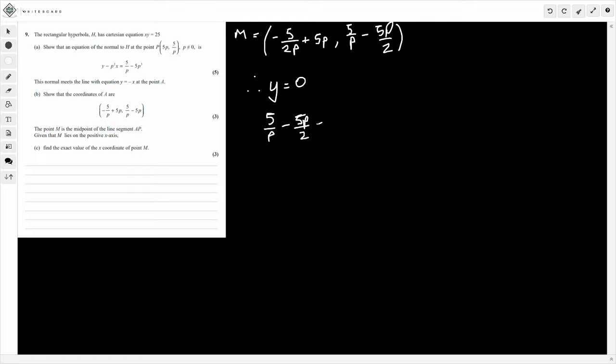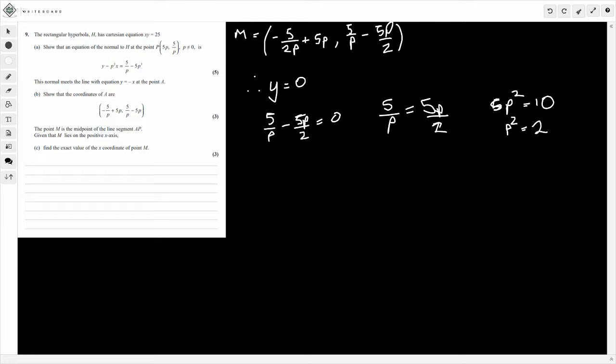So I'm going to take the 5p over 2 across, that's 5 over p is equal to 5p over 2. And then I'm just going to multiply across, so 5p squared is going to be equal to 10. So 5p squared is equal to 10, so p squared is going to be equal to 2.